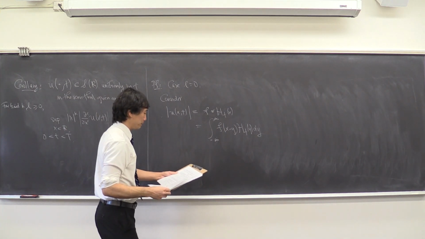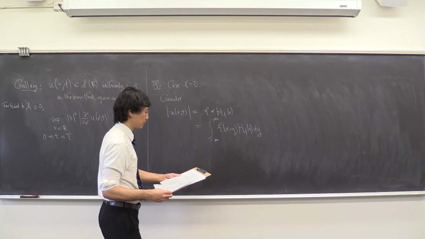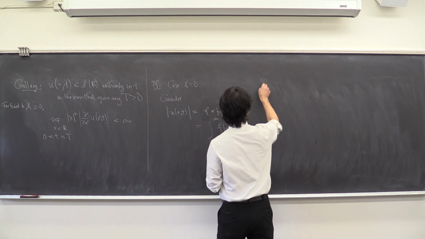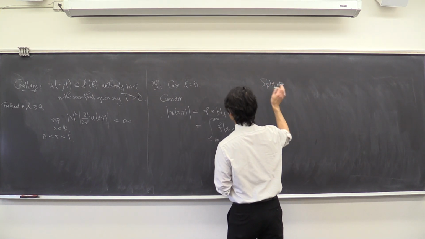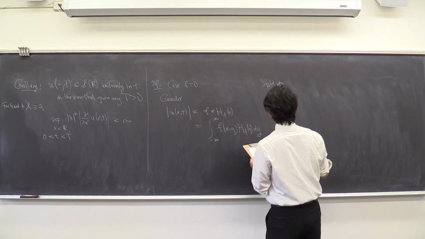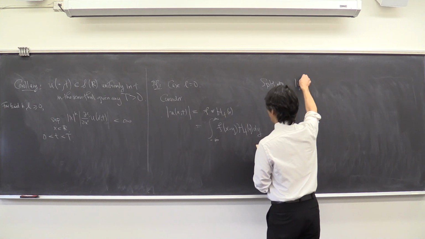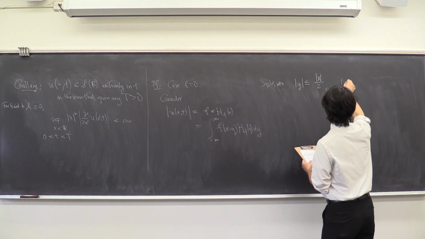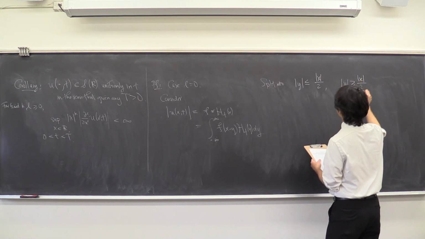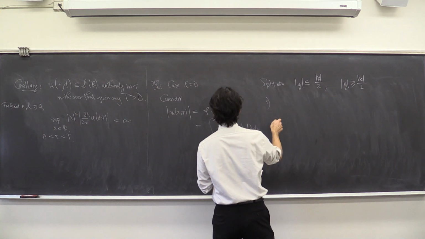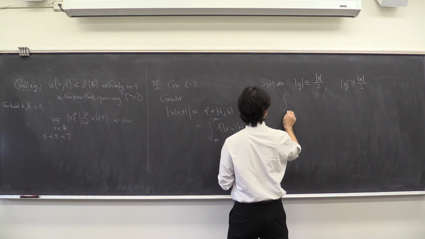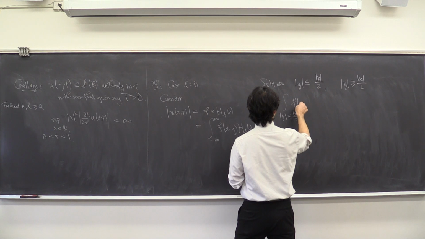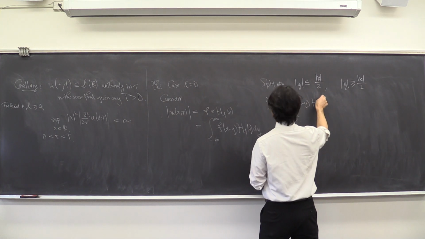Okay, so what we're going to do is split the integral into two parts: where y is less than or equal to the absolute value of x over 2, and outside of that, where y is greater than or equal to the absolute value of x over 2. Okay, so if we look at the first part, y less than or equal to absolute value of x over 2, f of x minus y, h_t of y dy.